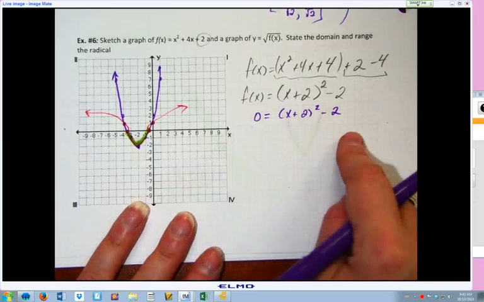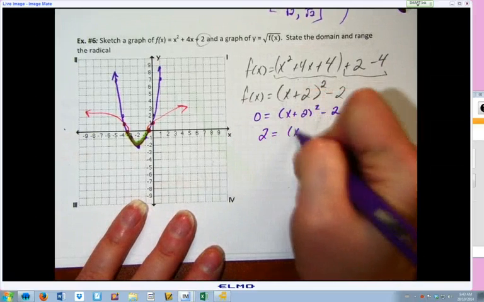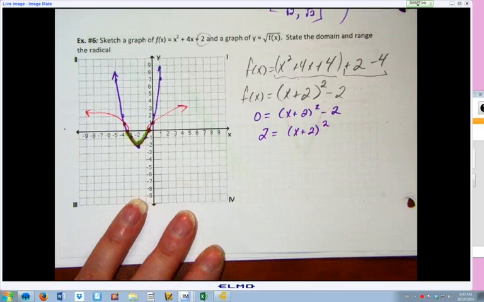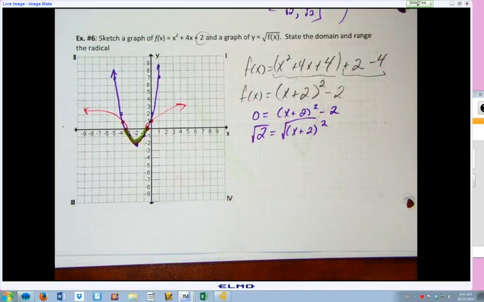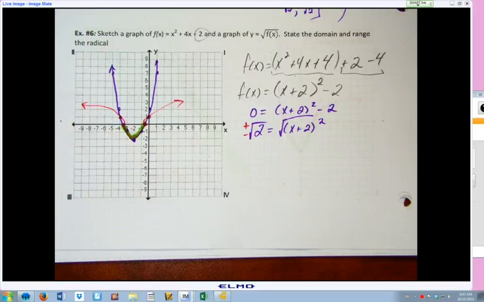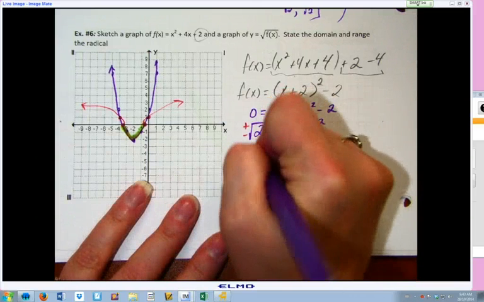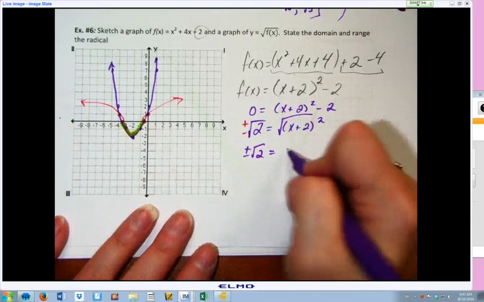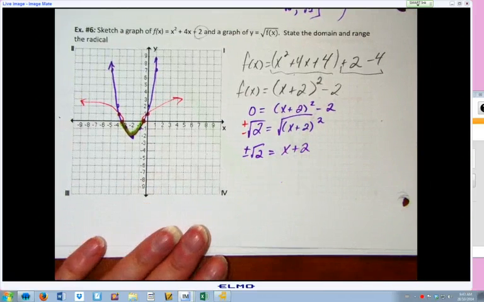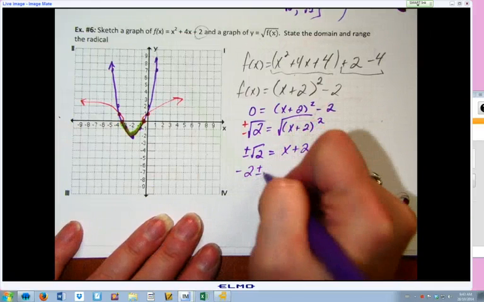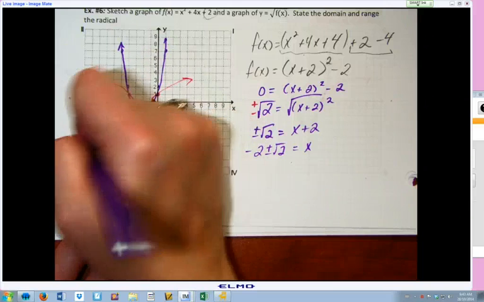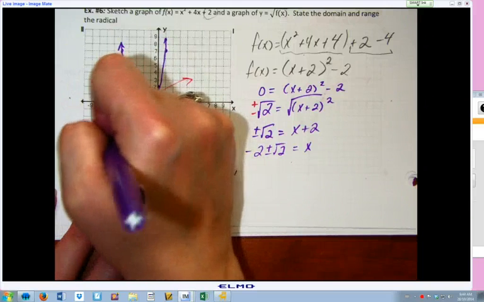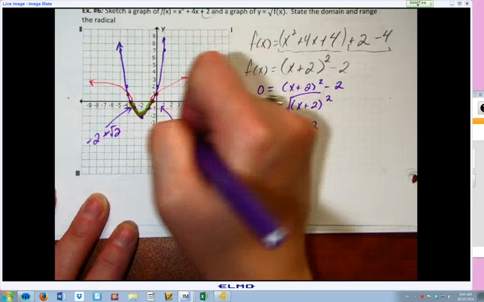What am I going to move first? Square root of both sides, and plus or minus. Okay, so we get plus or minus root 2 equals x plus 2. And subtract 2 from both sides. And remember, we stick it in front of that root. So that means the one on the left is negative 2 minus root 2 and negative 2 plus root 2.